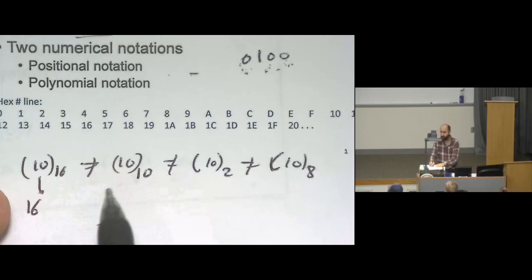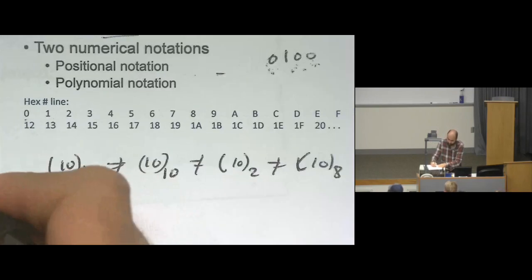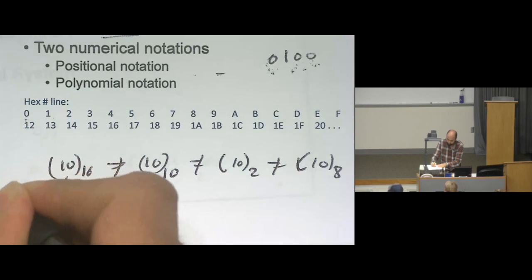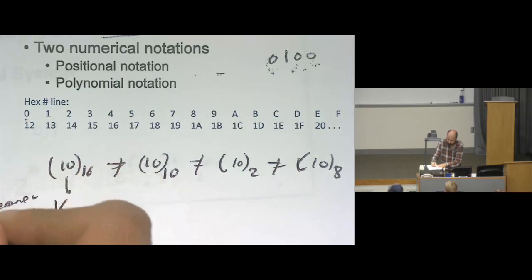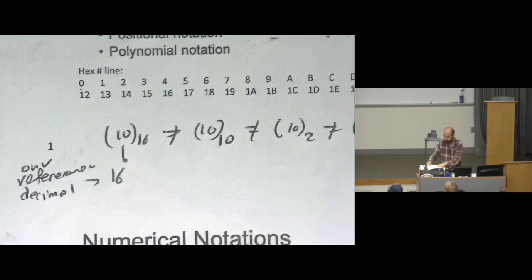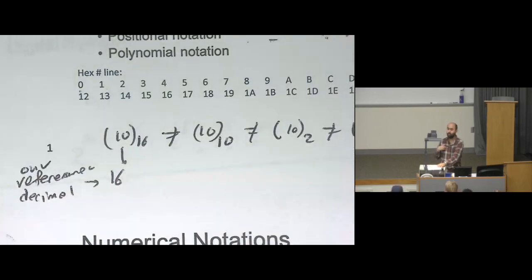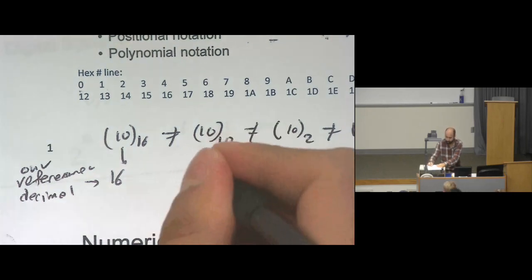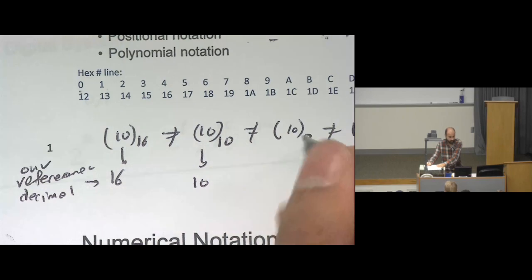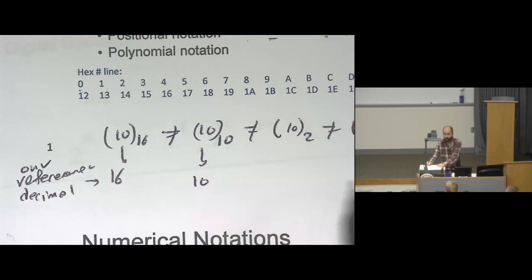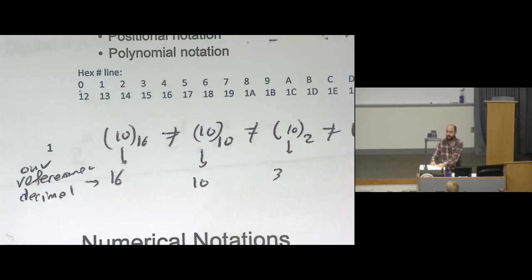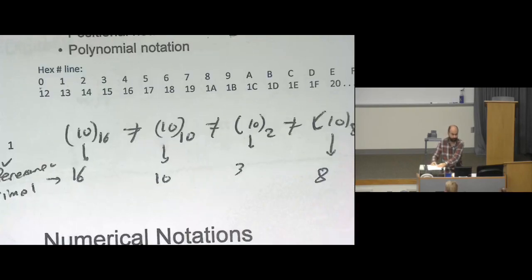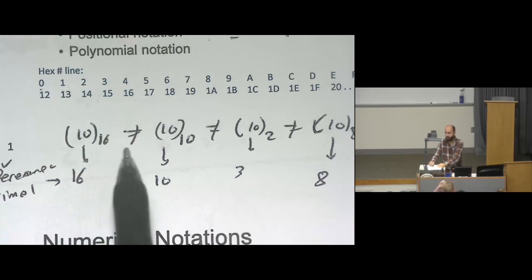The 10, in our reference which is decimal, equals 16. That's the number that we know, that makes sense for us. 10 in decimal is the same as we know, 10. 10 in binary is actually, as we count in binary, 0, 1, 10, so it's actually 3. 10 in octal is actually 8. So we see, even though those are all 10s, they are different from what we know.